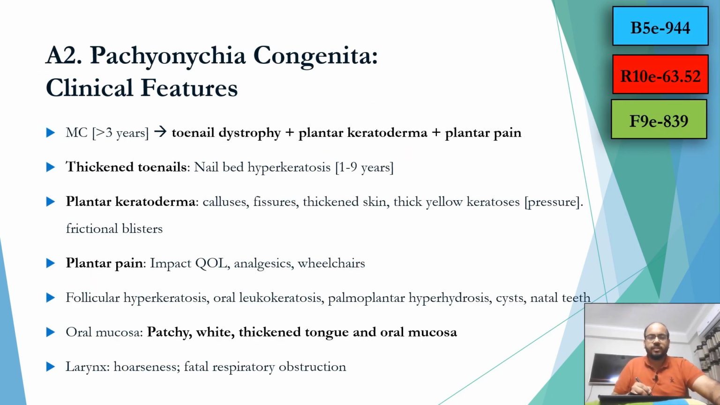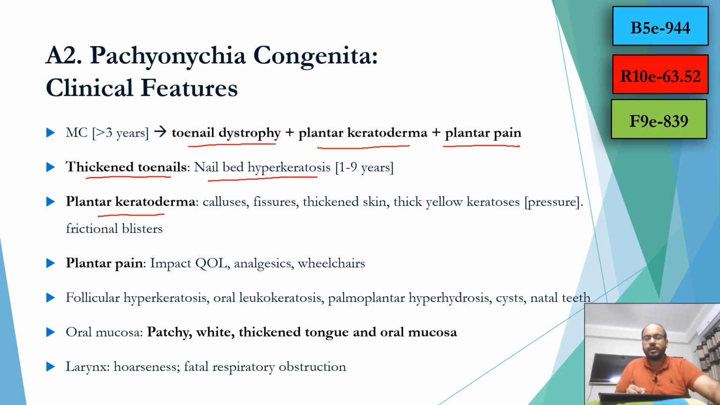Now the clinical features. Most commonly you will see 3 main features in Pachyonychia Congenita. You will have toenail dystrophy. You can also have fingernail involvement, but toenails are mostly affected. Toenail dystrophy with plantar keratoderma and plantar pain. Plantar pain is a significant feature in Pachyonychia Congenita. You have thickened toenails because of nail bed hyperkeratosis, which you see within 9 years of life.